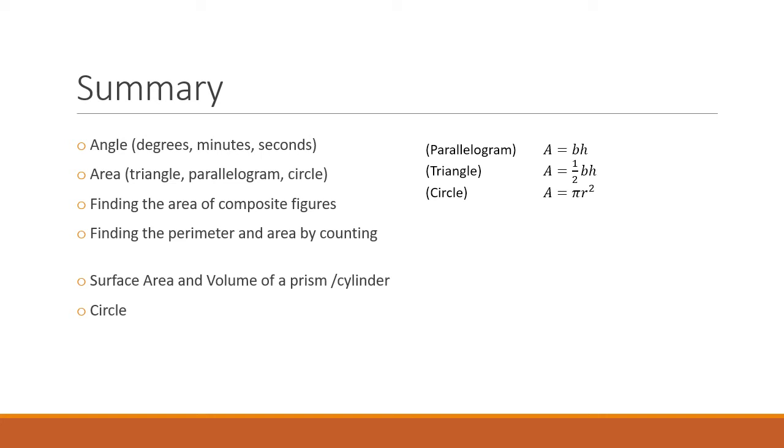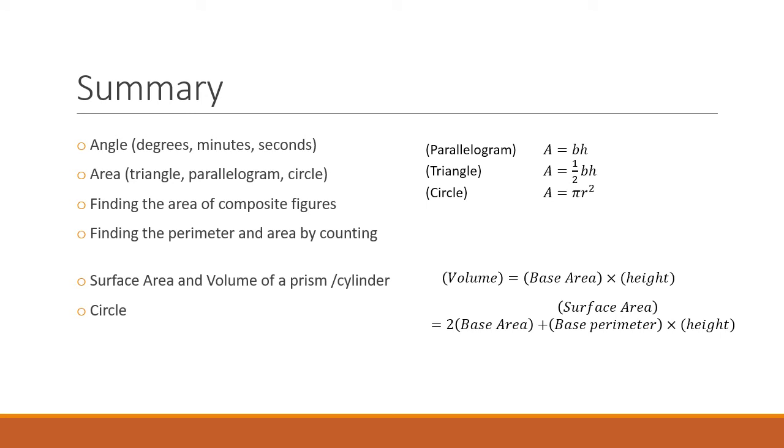So some of the formulas: for a parallelogram, you have area being base times height. Triangle is just half of that, so area is half times base times height. For a circle, the area is pi r squared. For the volume of a prism or a cylinder, all you have to do is find the area of the base and multiply that by the height to find the volume. Whereas for the surface area, you have to do 2 times the base area plus base perimeter times the height.